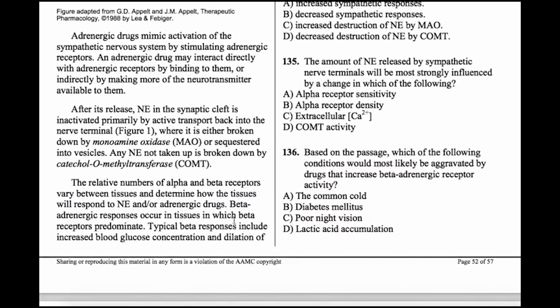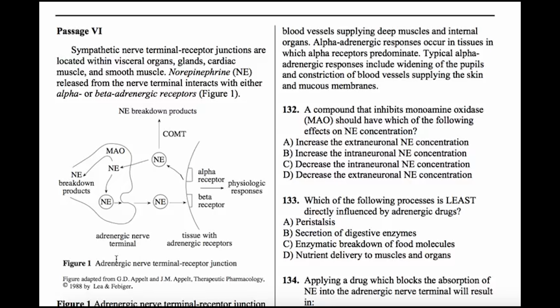Alpha adrenergic responses occur in tissues in which alpha receptors predominate. Typical alpha adrenergic responses include widening of the pupils and constriction of the blood vessels supplying the skin and mucous membranes. Okay, so it looks like basically the sympathetic responses are split between these alpha expressing and these beta expressing neurons, or tissues. I'm sorry, I meant tissues. Okay, so that makes sense, right?